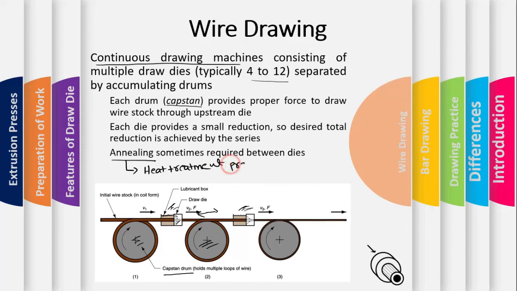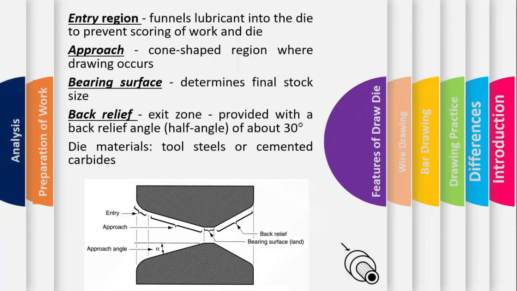If you remember, we have discussed briefly in the first chapter, in the beginning of our subject, that there is a process called the heat treatment process, and the purpose of the heat treatment process is not to change the shape but to change the properties. So what annealing particularly is, annealing is a softening process.